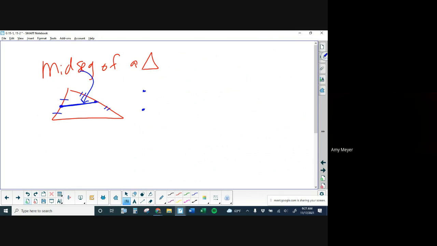It will always be parallel to this side. We call this the third side because it's the side that wasn't picked. I did the middle of this and the middle of this. So this is the side not picked. It'll always be parallel to that. Parallel to third side. Parallel can be drawn with arrows or triangles. You don't have to draw both, just make sure you recognize both means parallel. An arrow or a triangle.